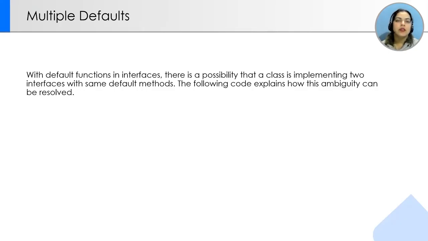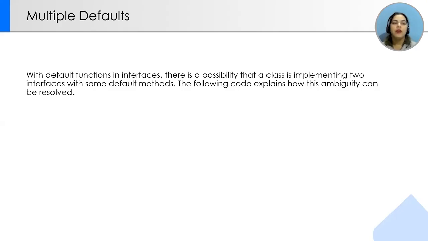Now, as we can implement multiple interfaces in the same class, that can create ambiguity in our program. For example, when we have multiple defaults: in a particular interface we have a default method, but when there are 2, 3, 5, 6, 7 or n number of interfaces, then we can have n number of defaults. When we have n number of defaults, it can cause ambiguity. So let's see how this ambiguity will occur and how it will be resolved.